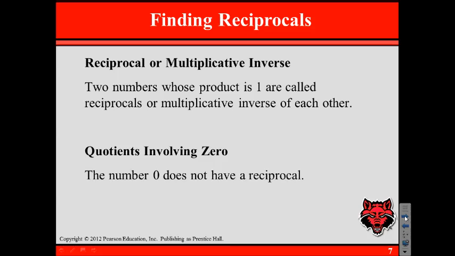Now, just like speaking about opposites and additive inverses, now it makes sense to discuss reciprocals or multiplicative inverses, now that we are speaking about multiplying and dividing real numbers. When we have two numbers whose product is 1, they are called reciprocals or multiplicative inverses of one another. The only real number that does not have a reciprocal is the number 0.